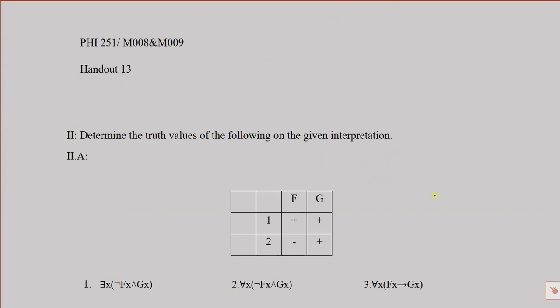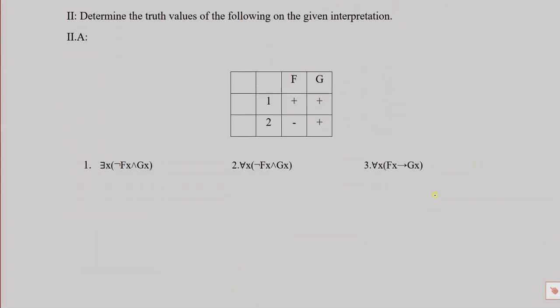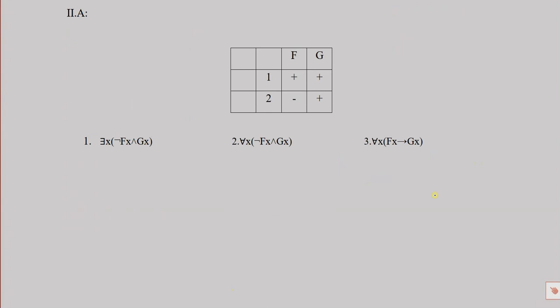Okay, now let's talk about determining the truth value of statements that involve not only predicates but also quantifiers. So here we have an interpretation in this matrix. And notice that we are not assigning any names to the objects in the domain because the statements that we are interpreting, 1, 2, and 3 here, don't involve any names. So in our interpretation, we do not need to assign names to these objects.